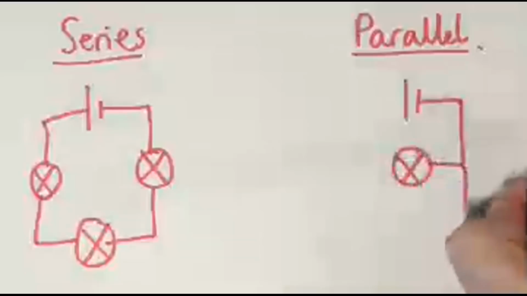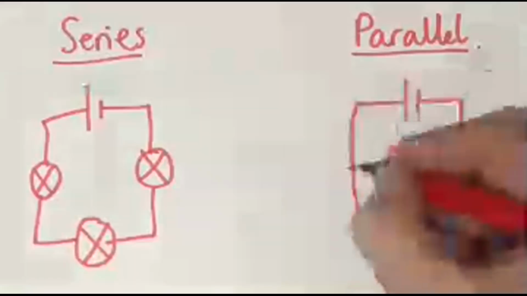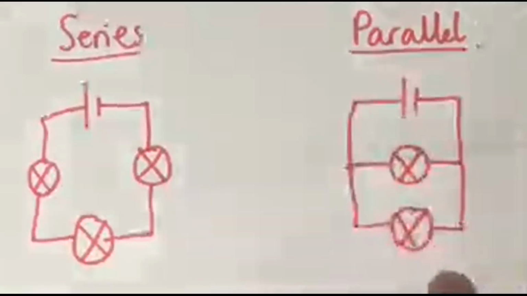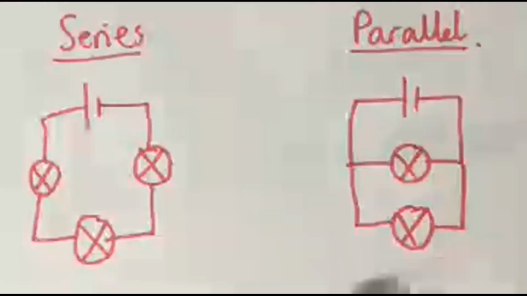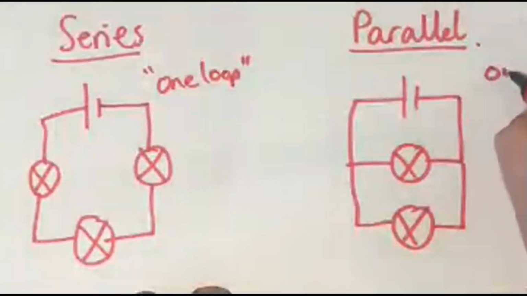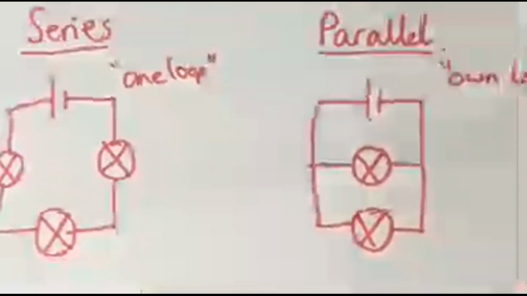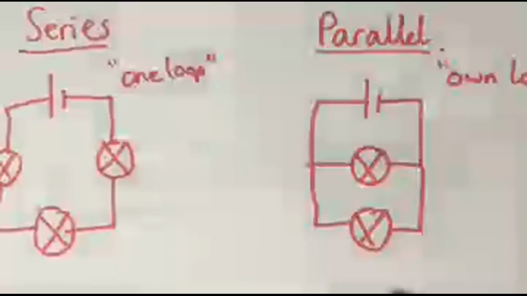Parallel, hopefully you know what parallel lines are from maths. They have their own loops. So series is all in one loop, and parallel, they have their own loops. So here I've got that. Now let's think about what happens here.